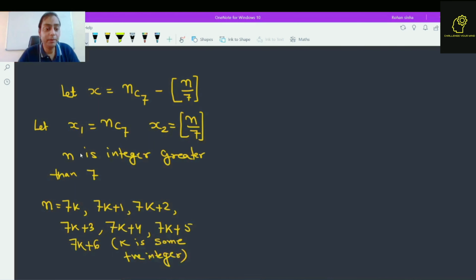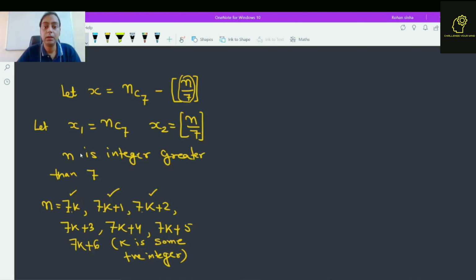Now, what is the meaning of 7k? If you divide by 7, the remainder is 0. What about 7k plus 1? If you divide by 7, the remainder is 1. 7k plus 2 means if you divide by 7, the remainder is 2, and so on. Why have we taken these forms? Because here it is n by 7, which means that we need to divide n by 7. So n can be in this form only.